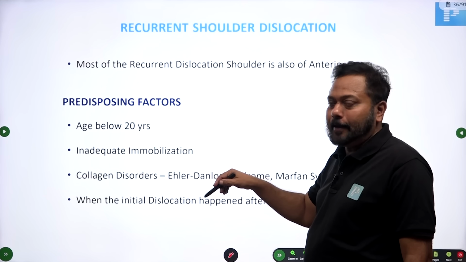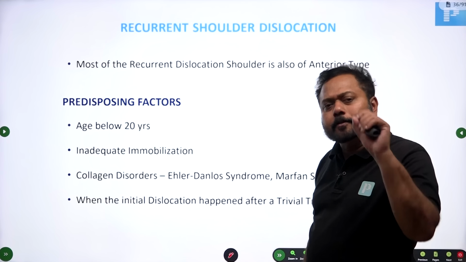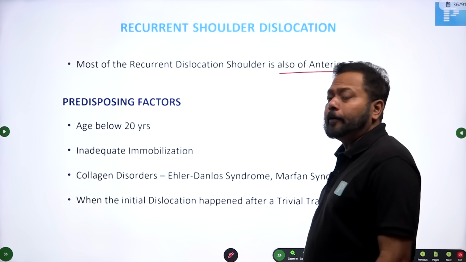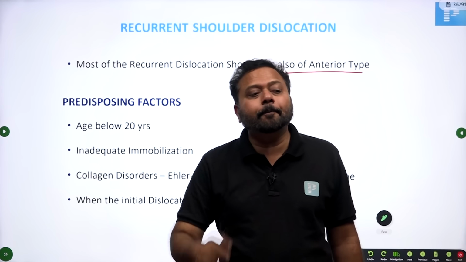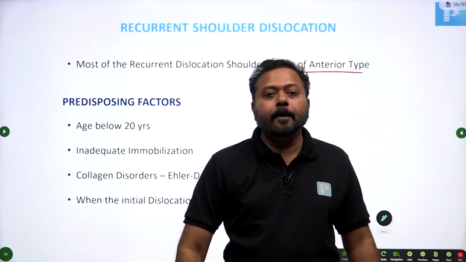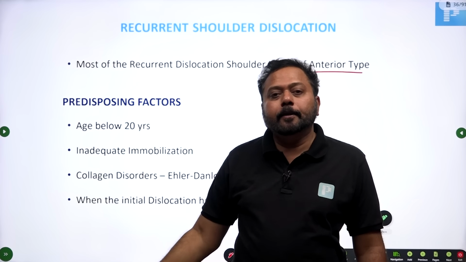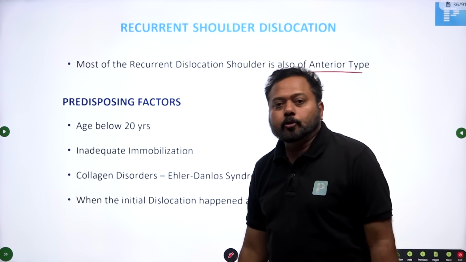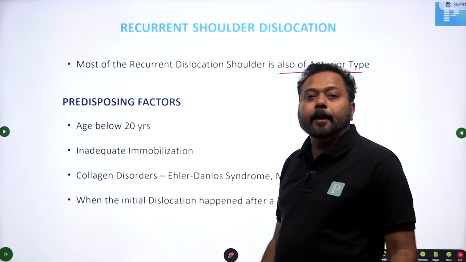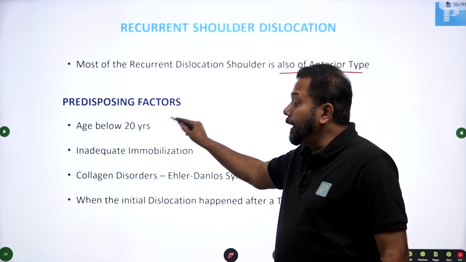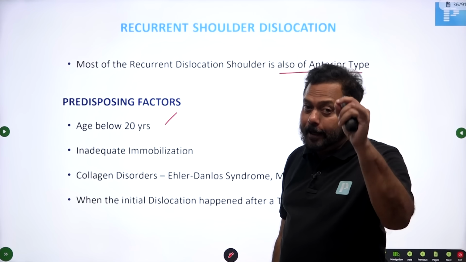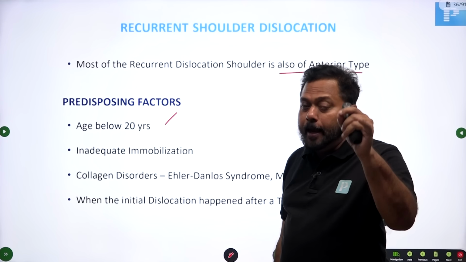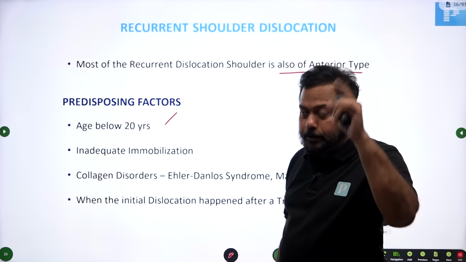So now let us see. Most of the recurrent shoulder dislocation is also of anterior type. We know the most common type of shoulder dislocation is anterior. Second common type is posterior. The least common type is inferior. So like that, in recurrent shoulder dislocation also the most common type is anterior. The predisposing factors are age below 20 years. First time dislocation is happening in a guy and his age is below 20 years, highest chance.